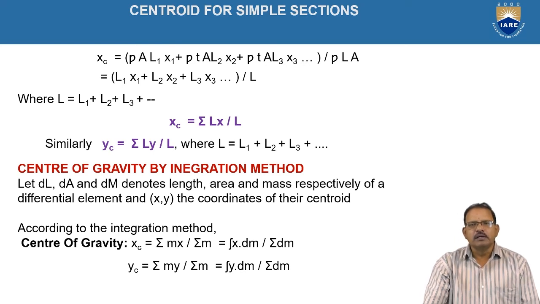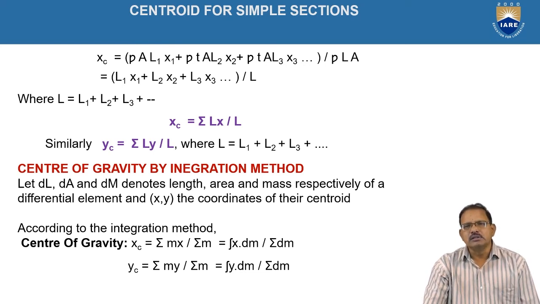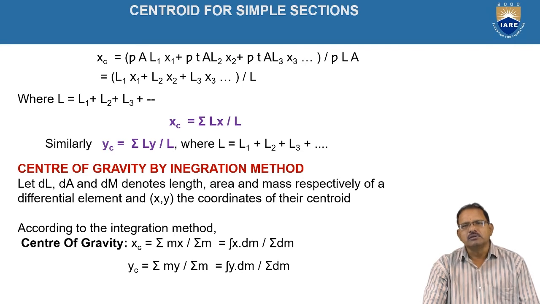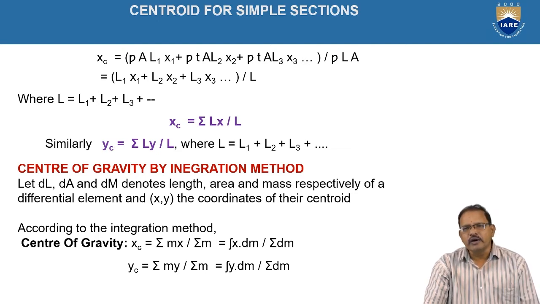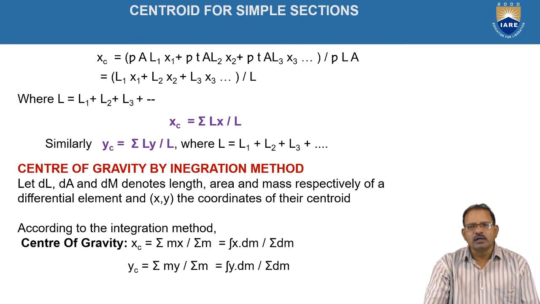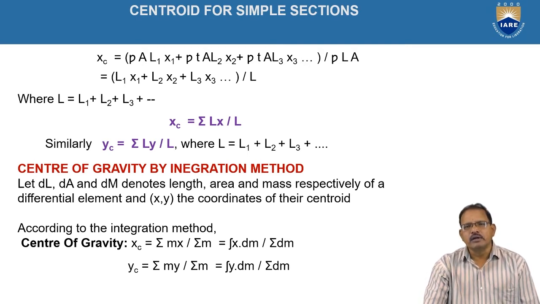According to the method of moments, the center of gravity is given by xc is equal to sigma mx divided by sigma m. Since the body is now divided into an infinite number of infinitesimal elements, the modified equation can be written as integration of x dm divided by integration of dm. Similarly, yc is equal to integration of y dm divided by integration of dm.